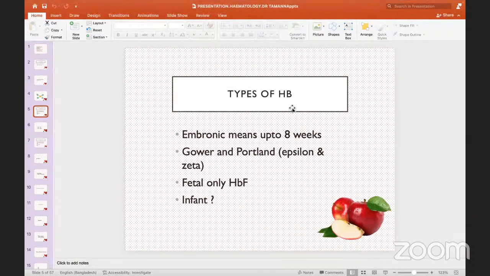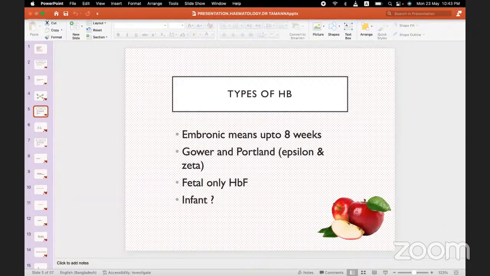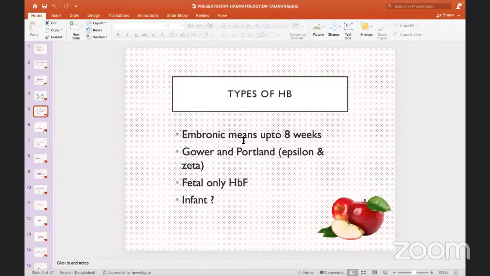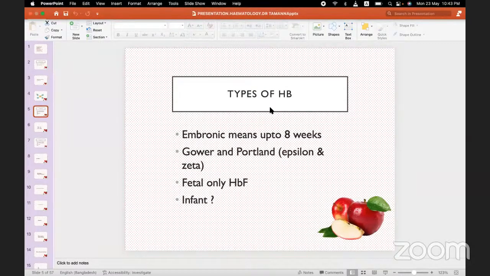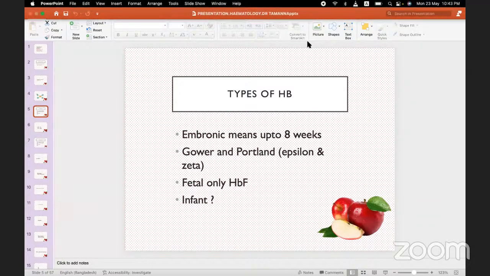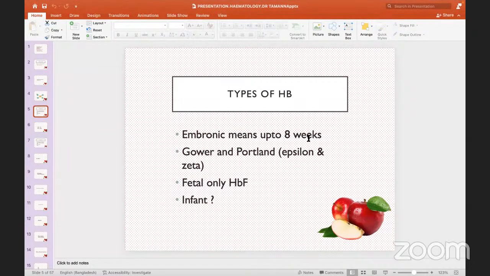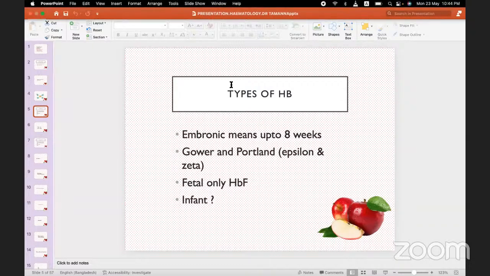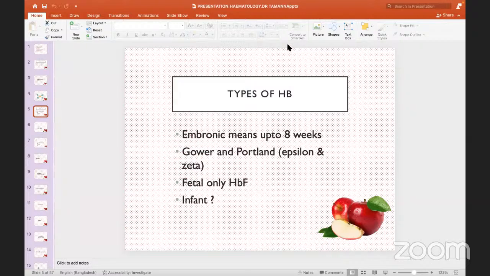Types of hemoglobin. What are the types of hemoglobin? Embryonic means embryonic life. I know that you know. Embryonic life means up to 8 weeks after fertilization. After that, we call it fetal life. Embryo means the early stage. In this embryonic life, we have Gower and Portland.